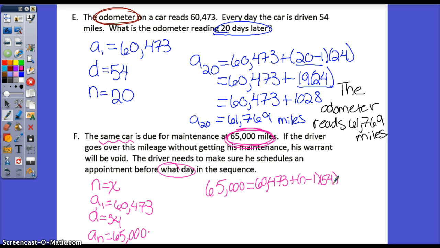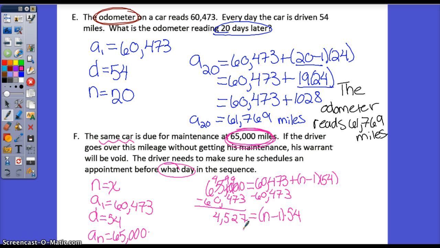Now this one, there's a couple of things that you could do. We are looking for n, so we could save the best for last, and we could subtract our other term, 60,473, first. 65,000 minus 60,473. 5 goes to 4, 10 to 9, 10 to 9. 10 minus 3 is 7, 9 minus 7 is 2, 9 minus 4 is 5, 4 minus 0 is 4. So 4,527 equals, in parentheses, n minus 1 times 54.